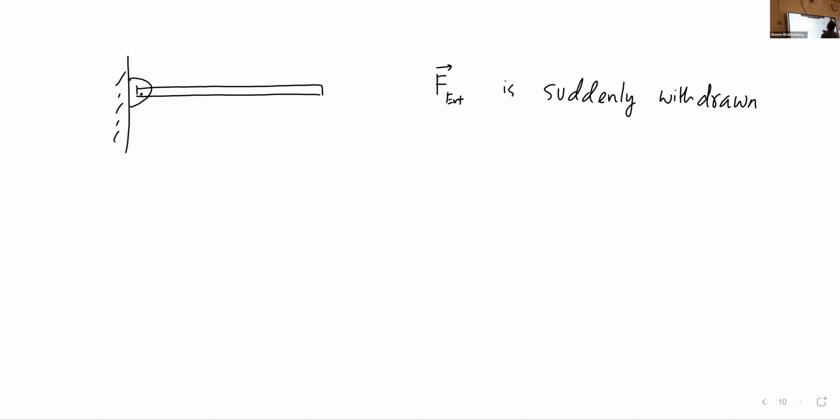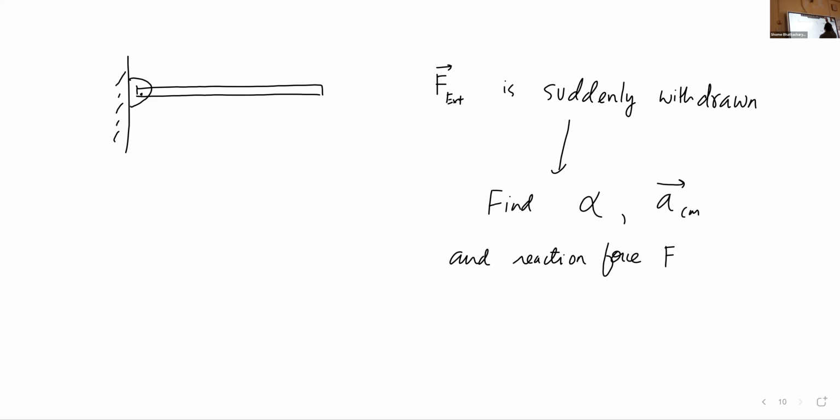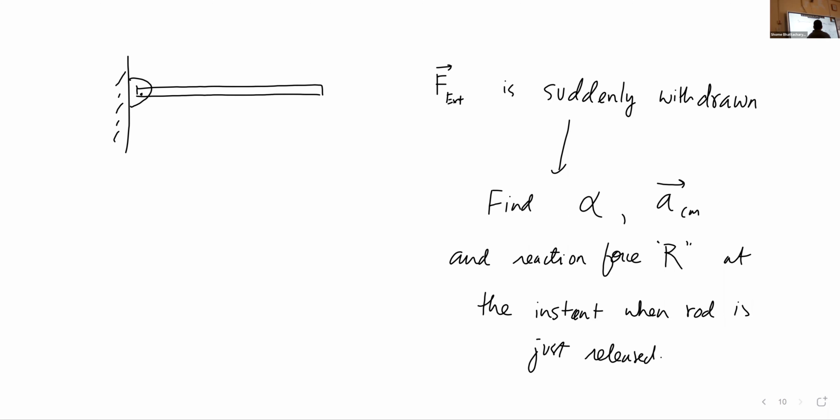So find the angular acceleration of the rod, the acceleration of the center of mass, and the reaction force R at the instant when the rod is just released. The rest of the things are the same. Its mass is m, length is l.